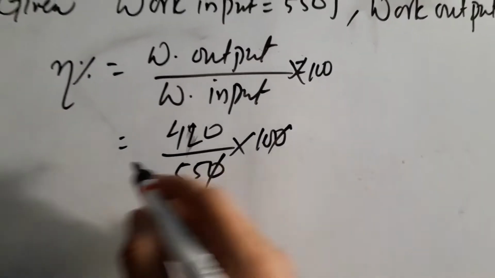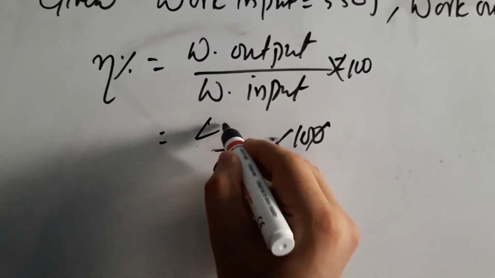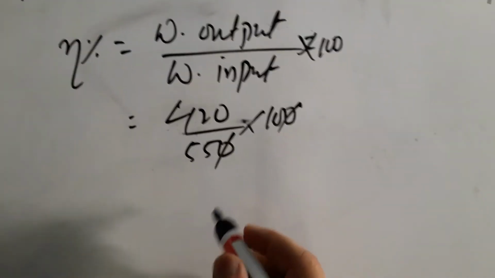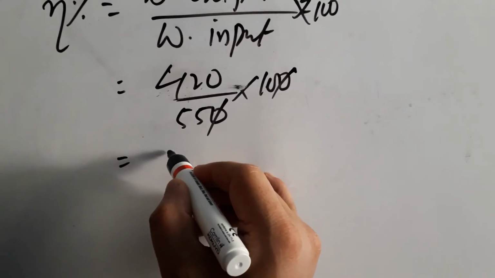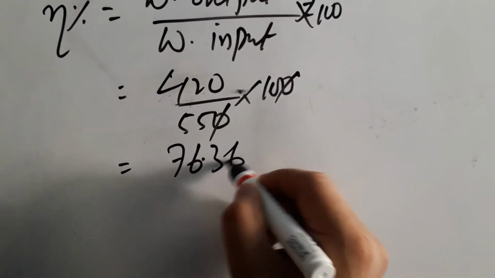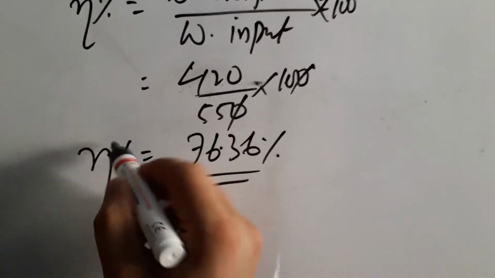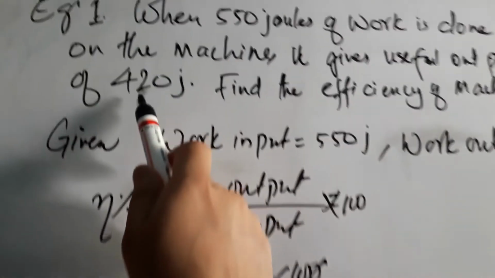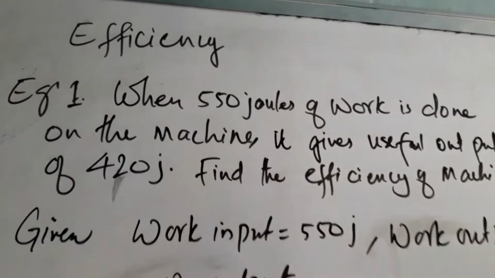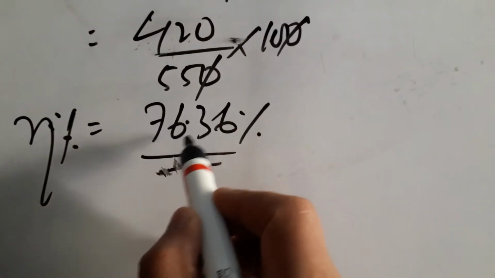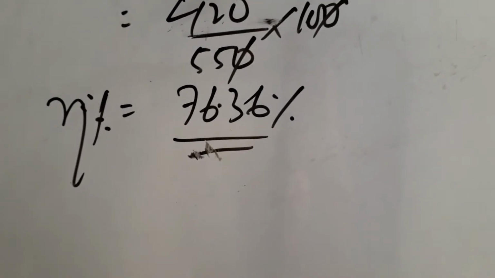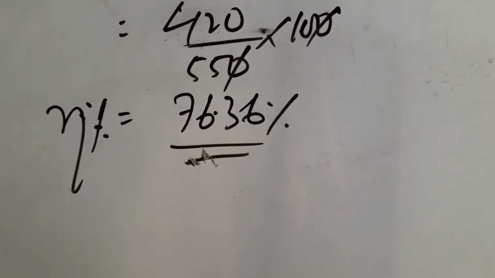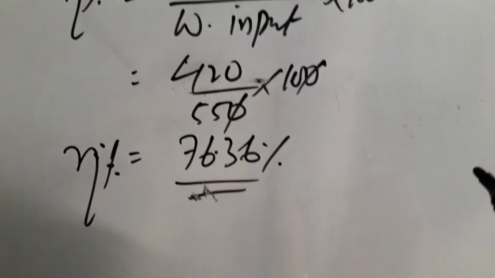So we can cancel a 0 from both. When you calculate all together, you will get 76.36%. So the efficiency of this machine, which gives 420 joules of output when 550 joules of input is used, is 76.36%. If the efficiency is 100%, then we can call that machine an ideal machine. But this is not an ideal machine because the efficiency is just around 76%.